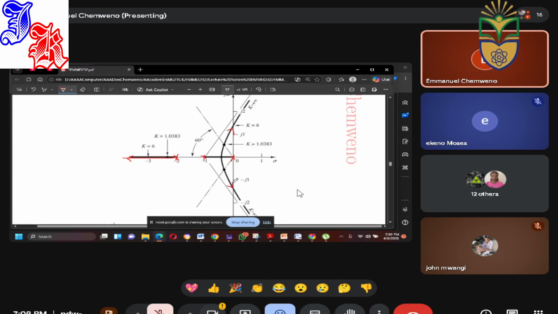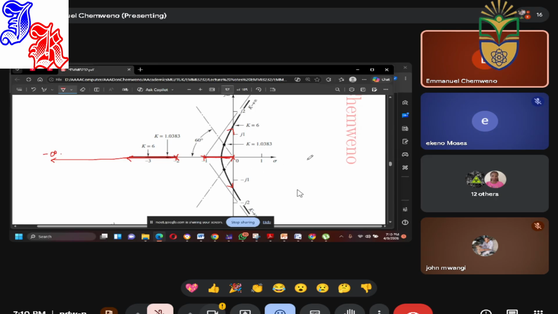Rule number 3, any points to the right should be odd. If every point to the right is odd, then we have that part of the locus. And also this, any point to the right all the way to negative infinity.